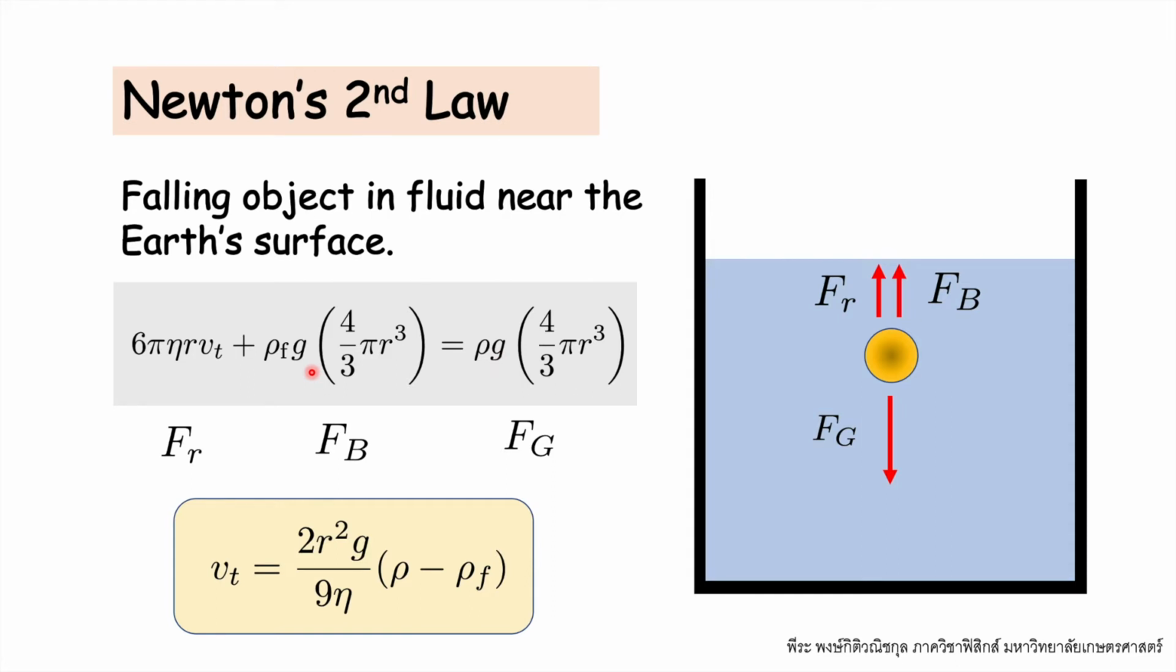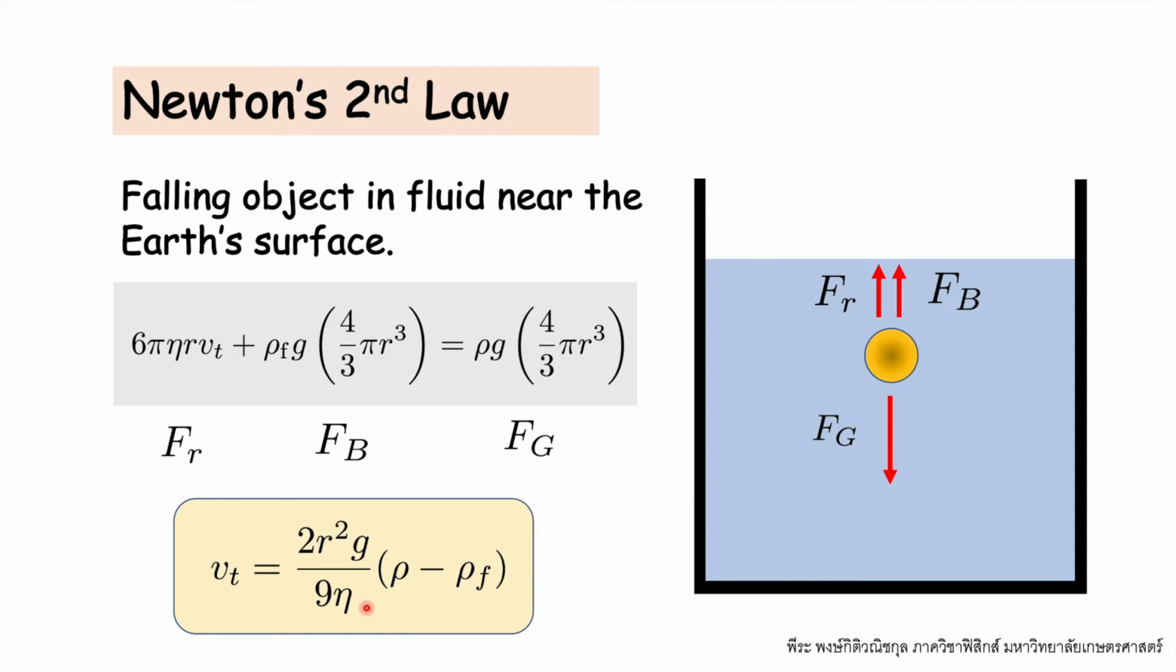Eventually, the object will fall at constant velocity. Therefore, the net force is zero, and we can write that the sum of the two forces that point up must share the same magnitude as the force that points down, which is the gravitational force. We can use this equation to find this constant velocity, which is also called the terminal velocity, right here.